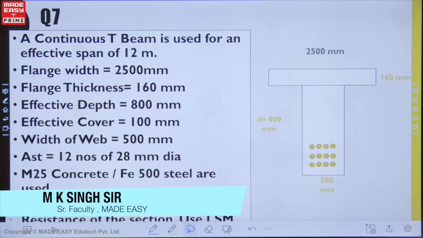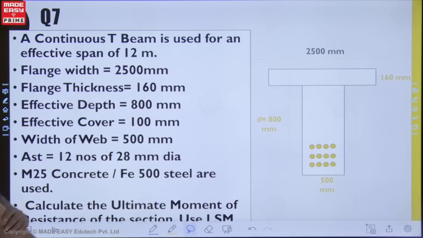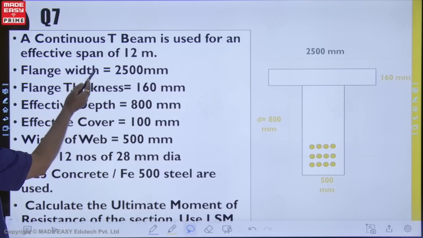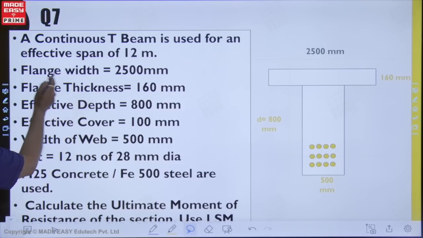So let's see the question first of all. This is a continuous T-beam. We will discuss today the question of a T-beam. The beam is continuous. What will be the meaning of a continuous T-beam? We will discuss. It is used for an effective span of 12 meter and flange width is 2500 mm.